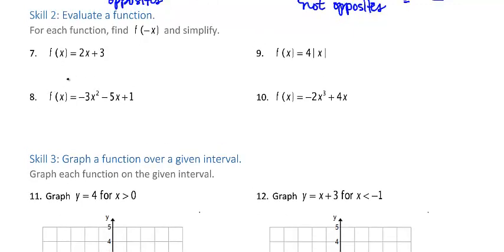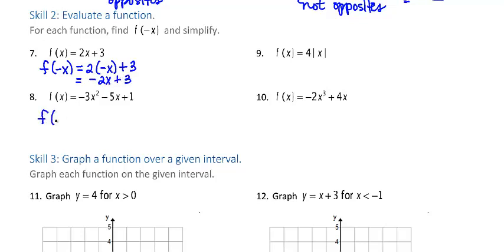Another skill you're going to need is to find f of negative x and simplify. This is when we talk about functions being either even or odd. But we want to look at number 7, f of x is equal to 2x plus 3. So if we find f of negative x, that means to replace the x with negative x and simplify. And so we would just multiply 2 times negative x is a negative 2x plus 3.